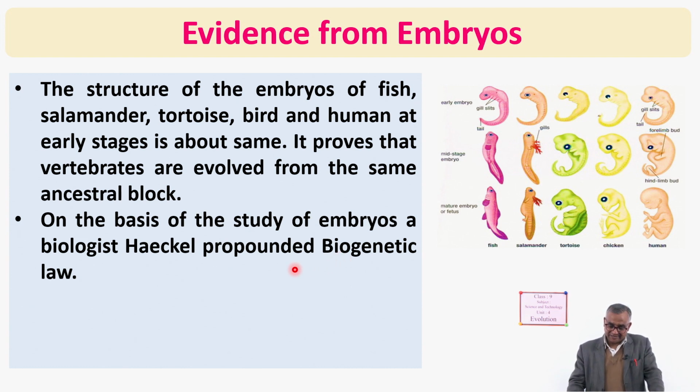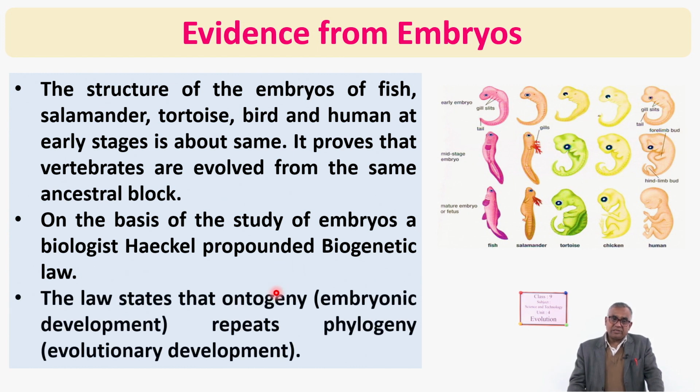What does the law state? This law states that ontogeny means embryonic development. This term I have not given, but I have given phylogeny last time. Phylogeny is evolutionary development. So he found one law called the biogenetic law, which states that ontogeny repeats phylogeny.